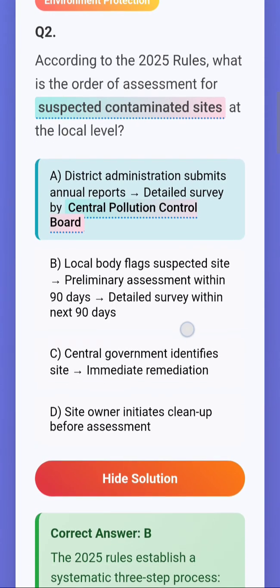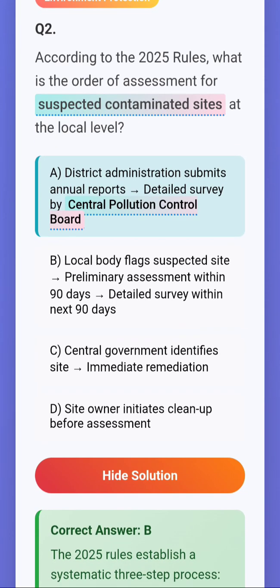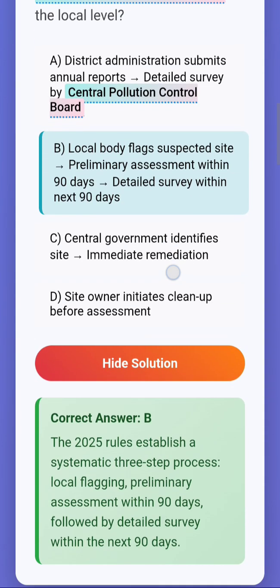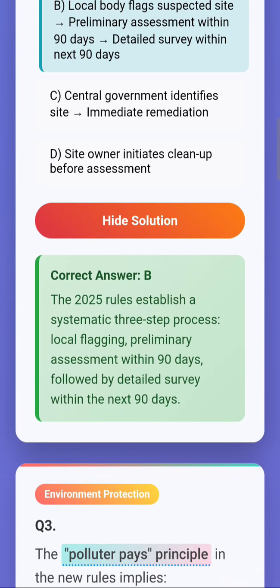Okay, so our answer will be local body flags suspected site, then preliminary assessment within 90 days, then detailed survey within next 90 days. Simple, 90-90, and local governance. So the answer is B.